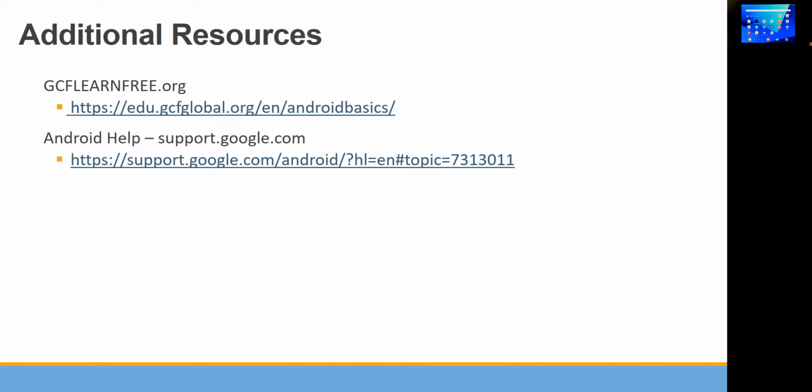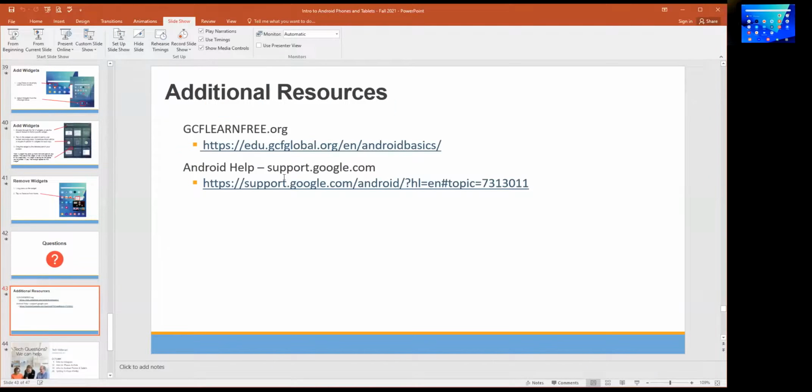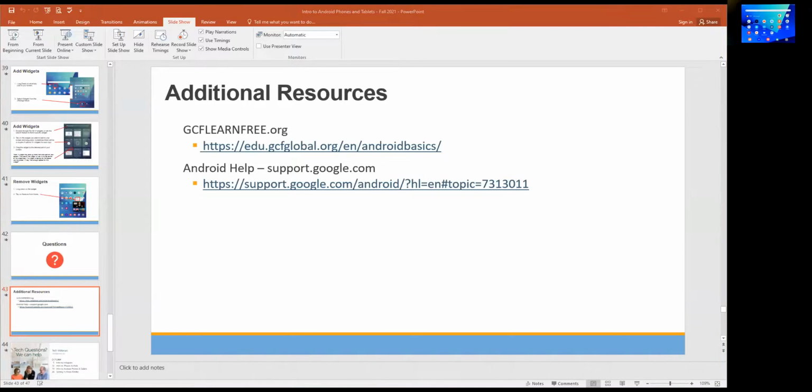So I see a question that says, how can I save something to an SD card on my Samsung? I think it would depend on your device. I know that sometimes if you go to save something, you have the option to put it on your SD card, like as you're in the process of saving it. But let me see if I can find out. I'm not a Samsung or an Android user. So let's see if I can find out.